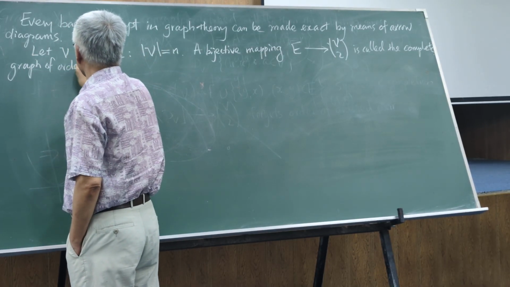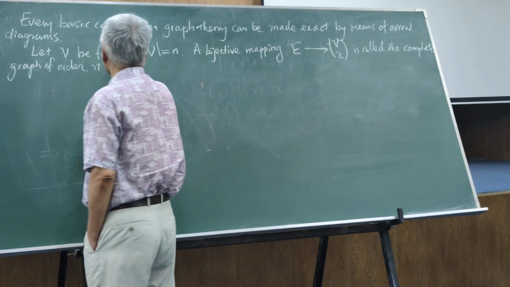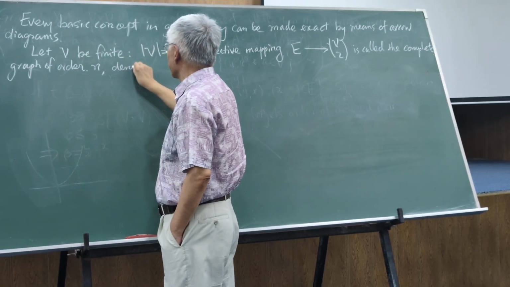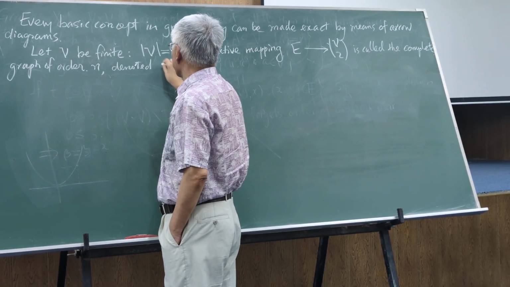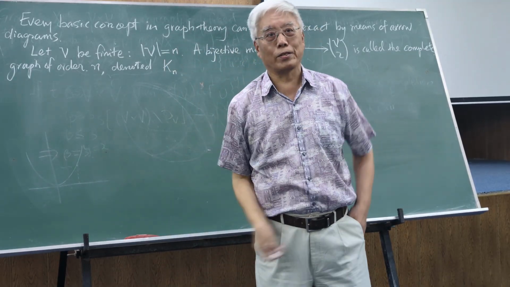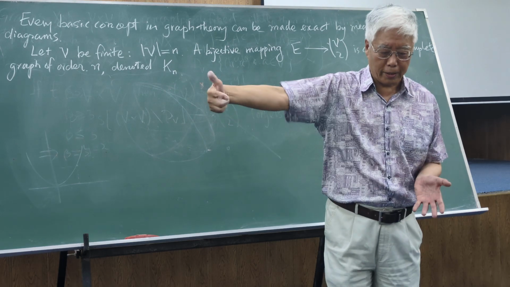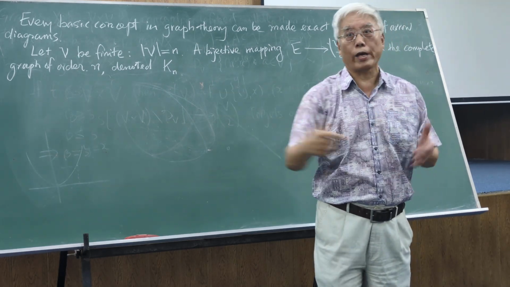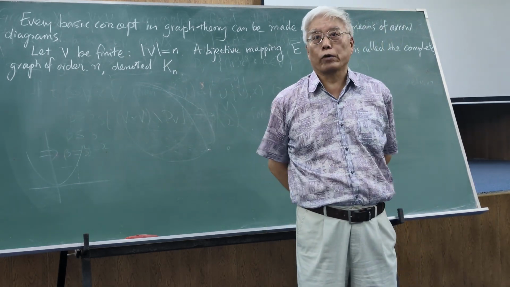It's obvious, and denoted K sub n. So it has n vertices and n choose 2 edges, and E to B choose 2 is bijective. So every pair is an edge, n choose 2 edges.